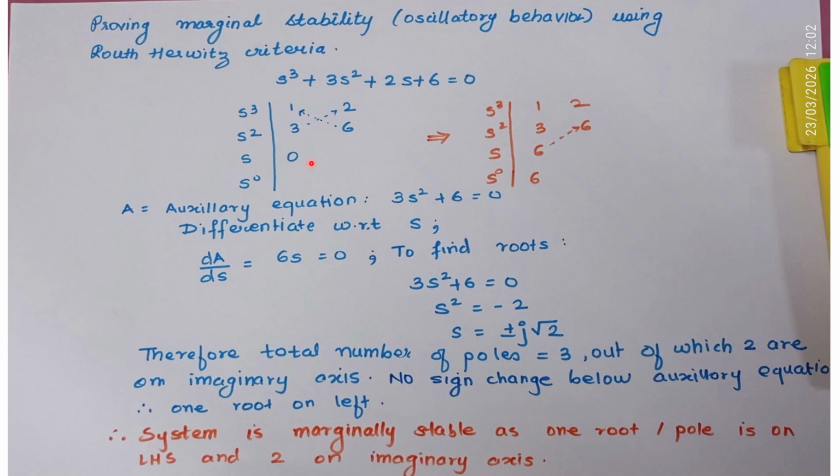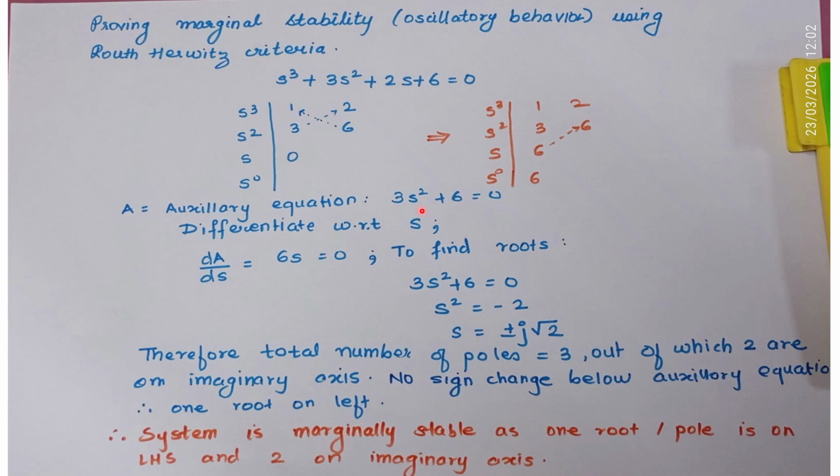So now at this point, to replace this all-zero row, you need to write an auxiliary equation. How to write the auxiliary equation? Just above this row, the row that is not having all zeros, you take that row and form the equation. Take this power, so 3s square, you will have only even powers of s here, so 3s square plus 6s raised to 0.